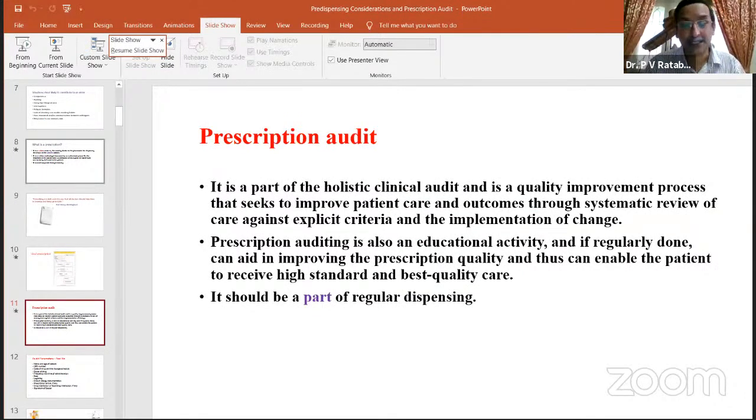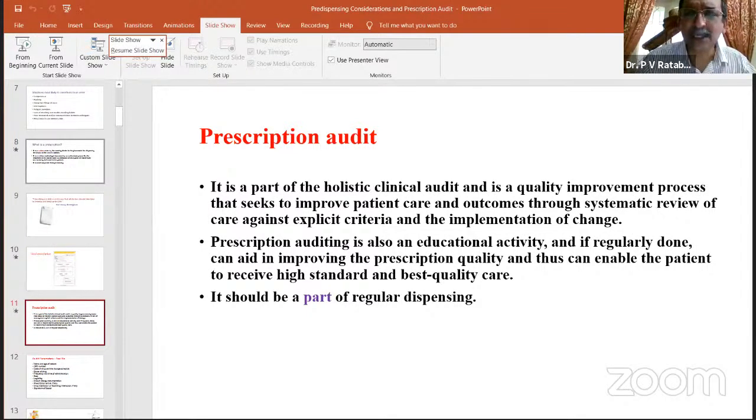What is a prescription audit? Now, this word is a vastly useful word. It has a lot of meanings in medicine. It's a part of the holistic clinical audit and is a quality improvement process that seeks to improve patient care and outcomes through systematic review of care against explicit criteria and the implementation of change.